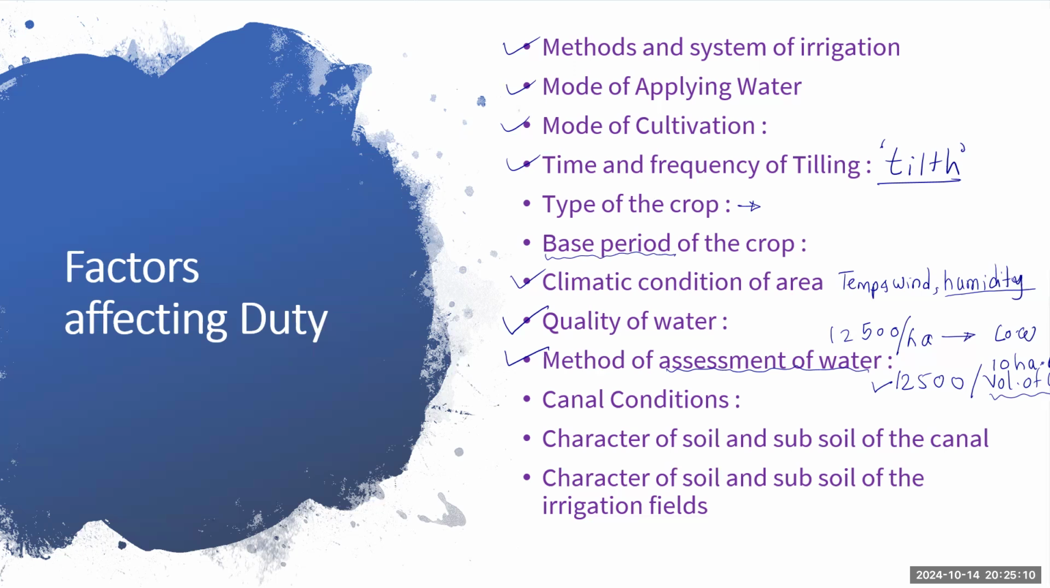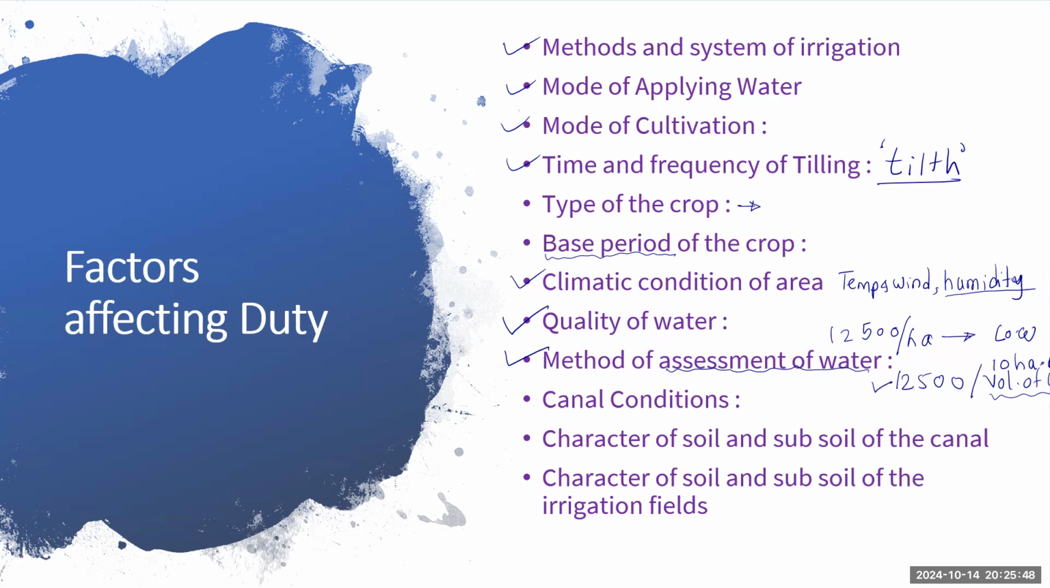The third factor is the method of cultivation. So which method of cultivation is adopted? If the land is properly plowed and it is made quite loose before irrigation, then that soil is having good tilth and it can hold water for longer duration. And that's why the duty will be higher. So that is the meaning of the term mode of cultivation.